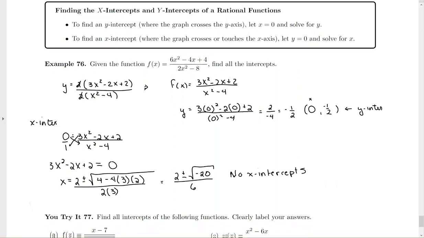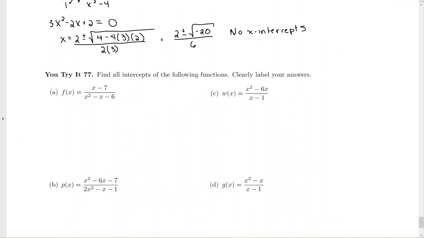All right. So now let's go down to the you try it ones here. We'll find the y-intercept first of all of these, and then go back and find the x-intercepts. So again, you'll want to see if you can factor and cancel. And we can try it with this first one here. We're going to have x minus 7, which doesn't factor.